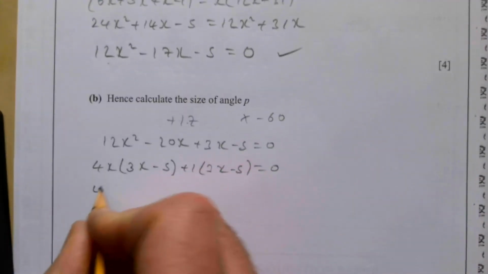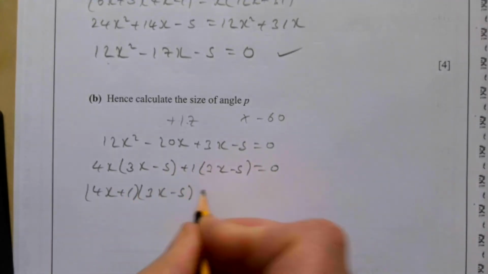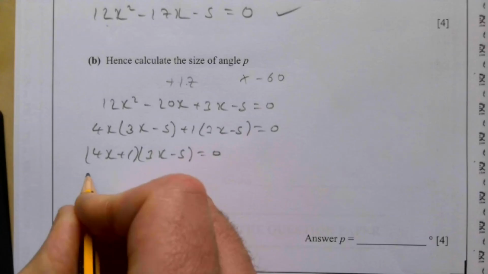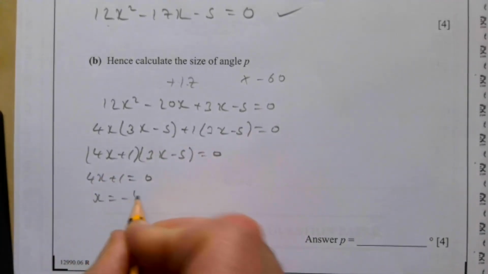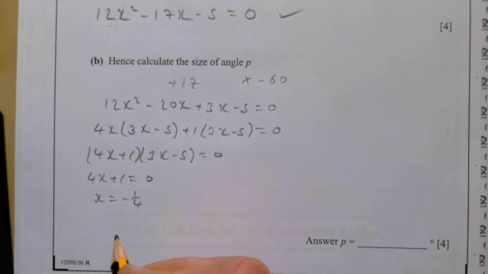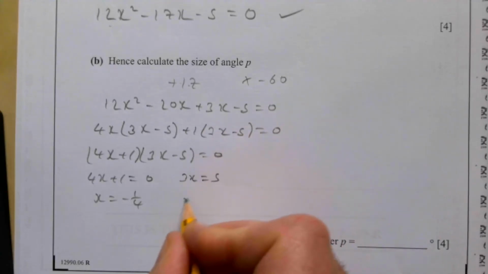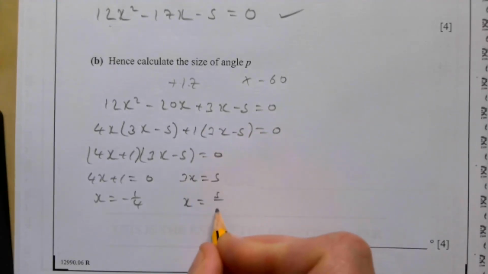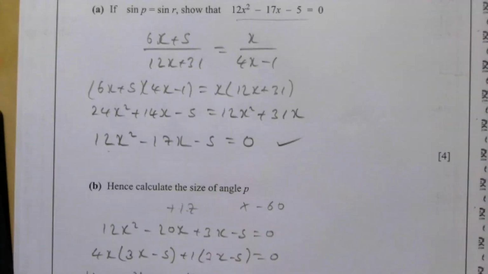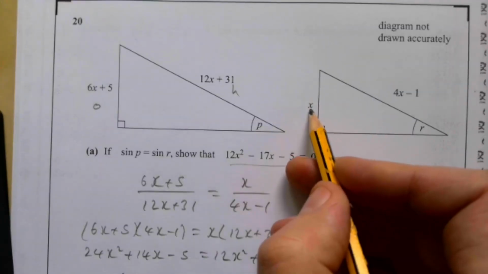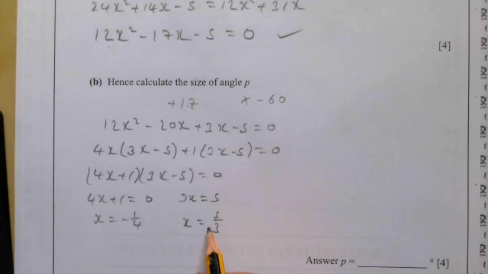You may have different ways of solving this, but 4x plus 1, 3x minus 5 equals 0. That means 4x plus 1 is 0, so x is minus a quarter. And here we have 3x equals 5, so x is 5 over 3. So x can't be negative. It doesn't make any sense to have a negative there. So x in this case is going to be 5 over 3.